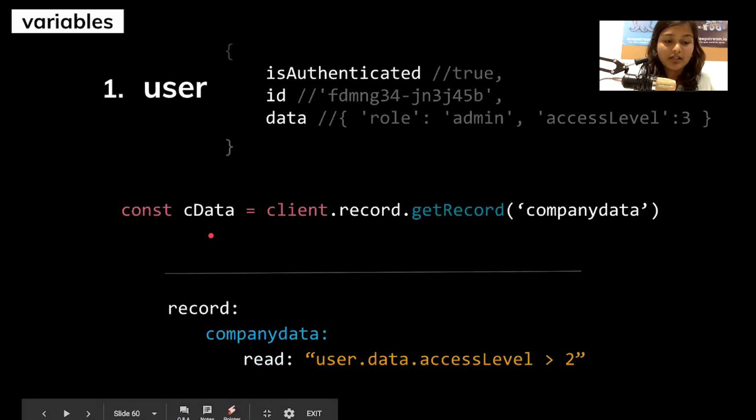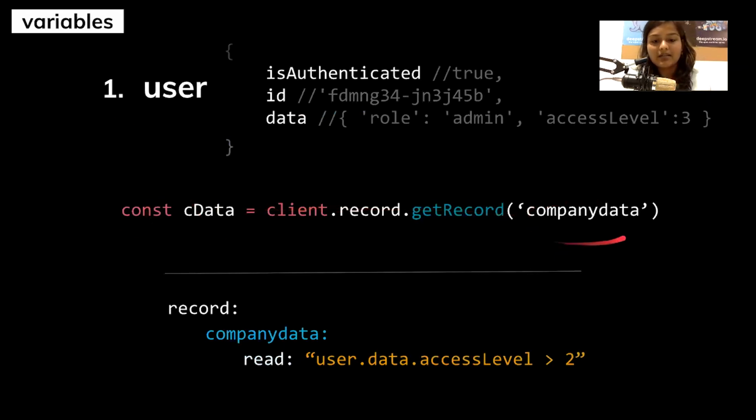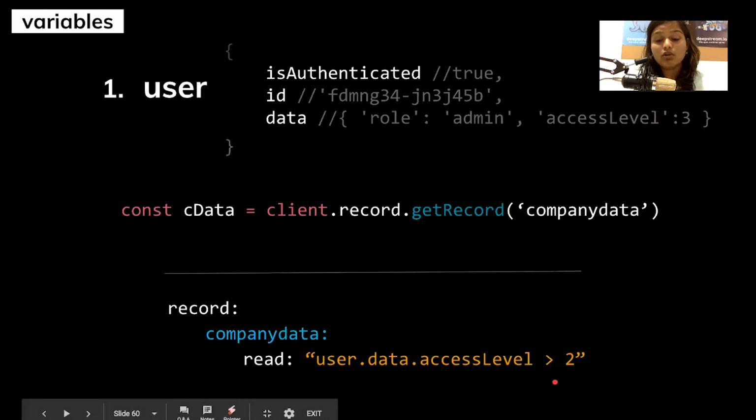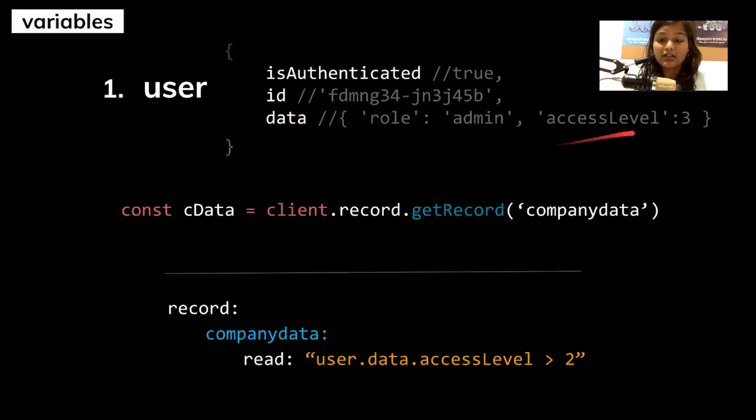So here, I'm trying to manipulate the company data, the record by the name company data. And who can manipulate company data? In this particular use case, I want only the people who have access level greater than 2 to do that. So my particular client now has the access level 3 according to the server data I have for the particular client.